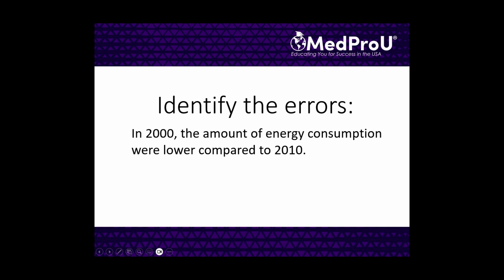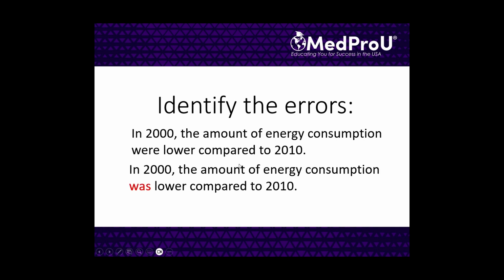How about this one? In 2000, the amount of energy consumption were lower compared to 2010. The subject is the amount of energy consumption, which is singular, so we use was. Those are simple grammatical mistakes, but it gives you a deduction if you don't know to figure out which tense is correct. That's right.